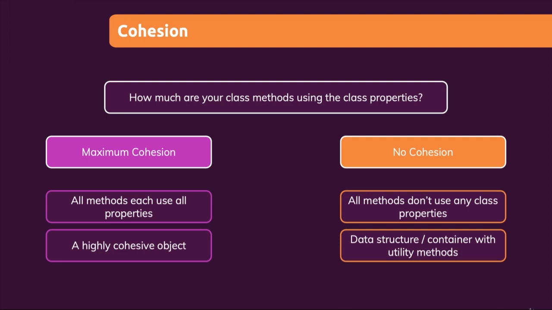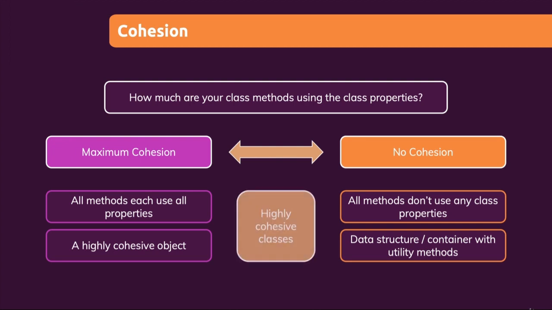The goal, of course, is maximum cohesion, though this is not entirely true. The goal is high cohesion, because you will never be able, or rarely be able, to achieve maximum cohesion. Instead, you're going to be somewhere in between, and you want to write highly cohesive classes, where all your methods use many of your properties.